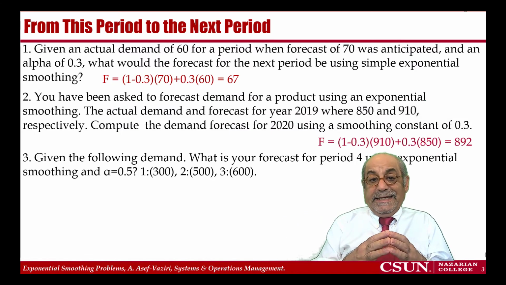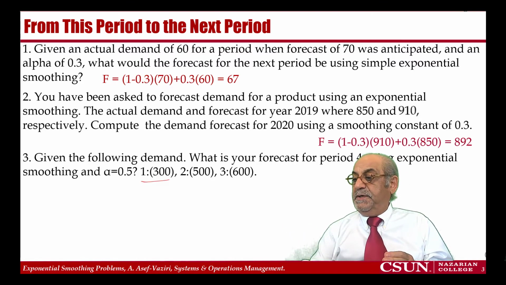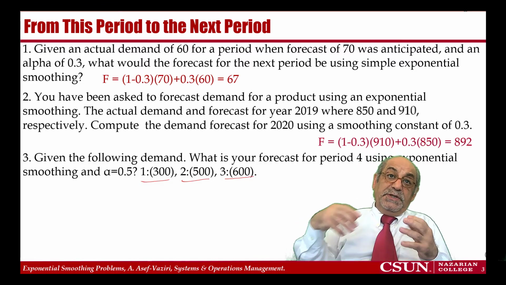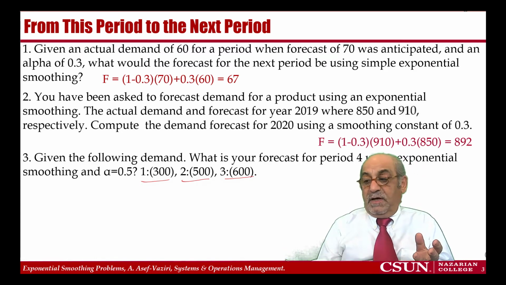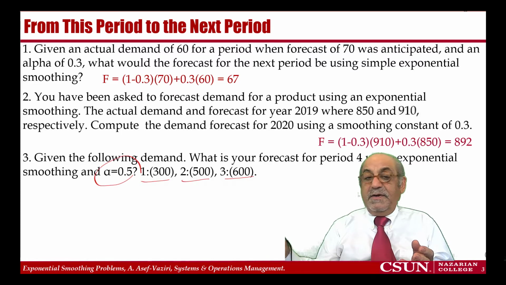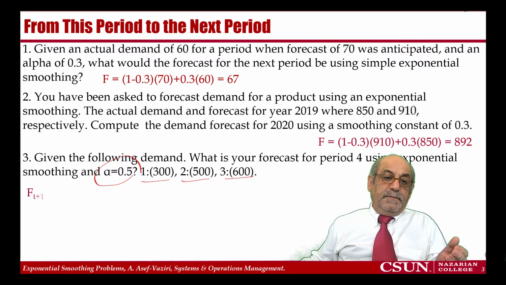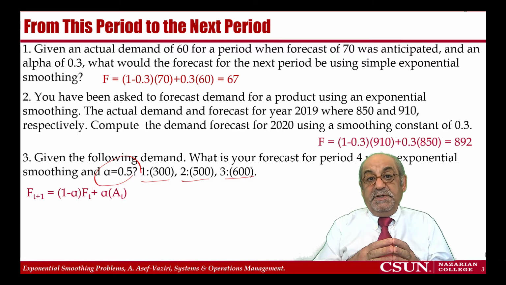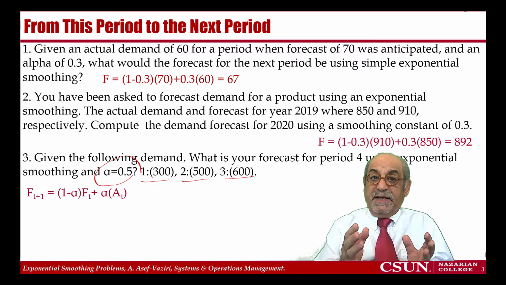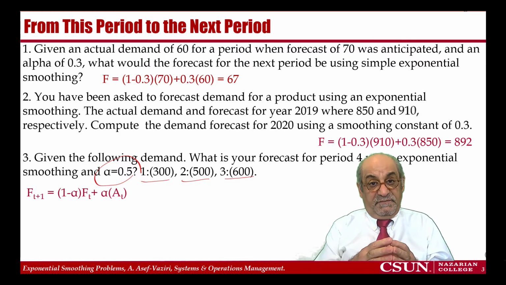Given the following data, demand in period 1 is 300, period 2 is 500, and period 3 is 600. What is your forecast for the next period using smoothing constant of alpha equal to 0.5? We know that the formula is forecast for next period is equal to 1 minus alpha times forecast for this period plus alpha times actual for this period.